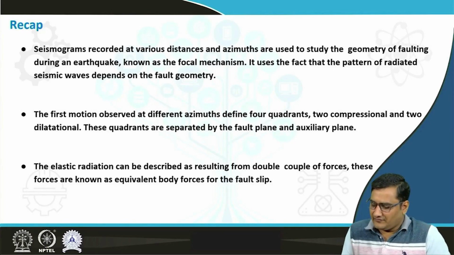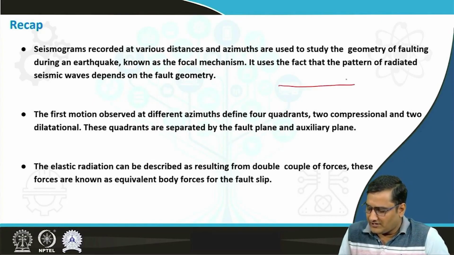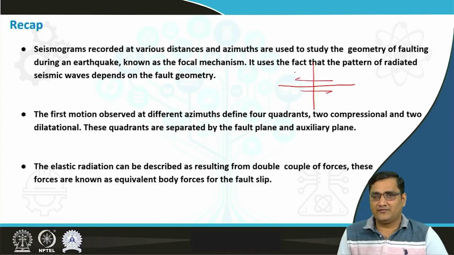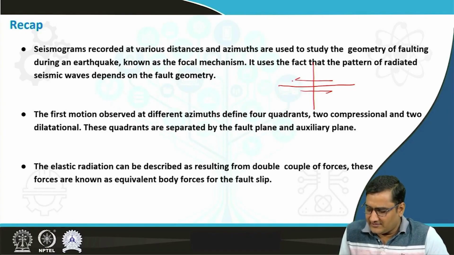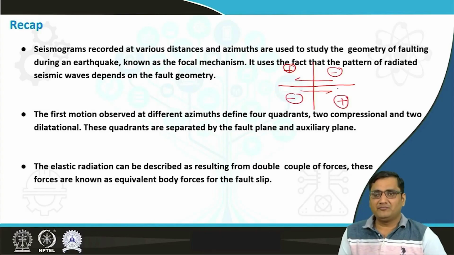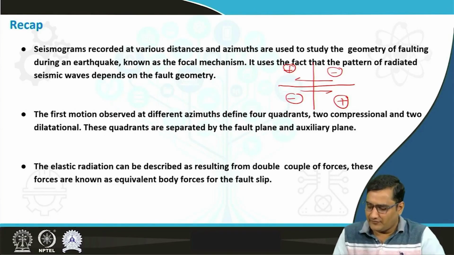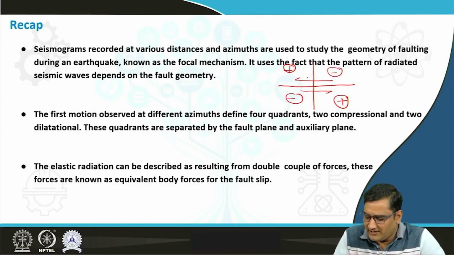In the previous class, we also saw that if this is your fault plane and this is your auxiliary plane, then along the fault plane, let's suppose the slip is happening in this direction for a left lateral strike slip fault. In this case, it will generate compression over here, and here it will be dilatation, and then compression. The same deformation may also be produced by a force couple acting on the auxiliary plane, and that can be something like this.